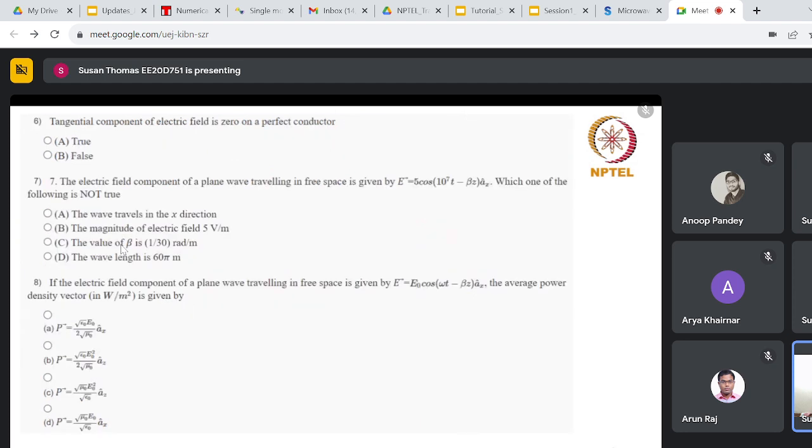Now we'll move on to the next set of questions. So assignment 0 is not considered for evaluation. That is the reason I am just discussing this straight away.